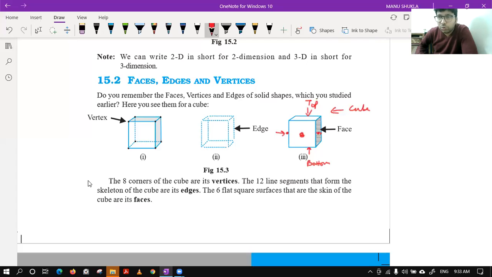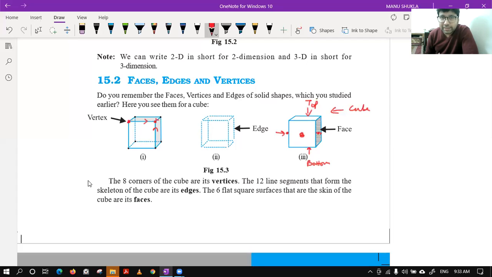Ryan, is this clear to you now? These four walls are your lateral surfaces and you have a top and a bottom. Okay, so let's see. You have seen that vertices are obtained when three edges are meeting at a point. You can see when three edges are meeting at a point, we get what we call vertices.